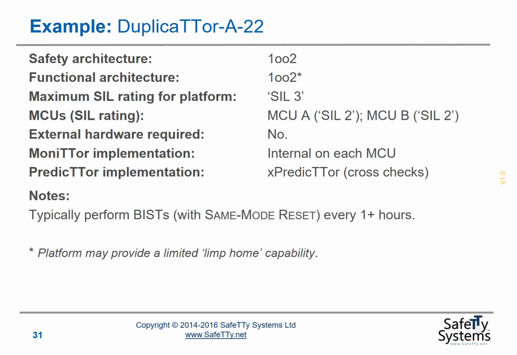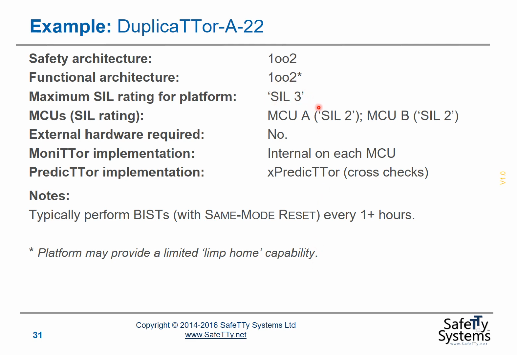So this is an example of a duplicator A22 design. Again, if you have a look at Appendix 3 in the ERES2 book, you'll see exactly how the naming convention goes together. But this is now a 1 out of 2 safety architecture. We have two microcontrollers, a 1 out of 2 safety architecture. We have a 1 out of 2 functional architecture, because in the event of one of the microcontrollers failing, it may be possible to implement some form of basic, possibly short-term limp home behavior while a single microcontroller is operational.